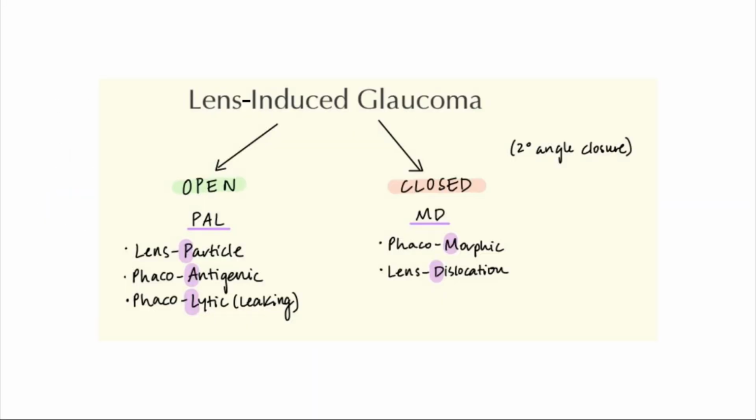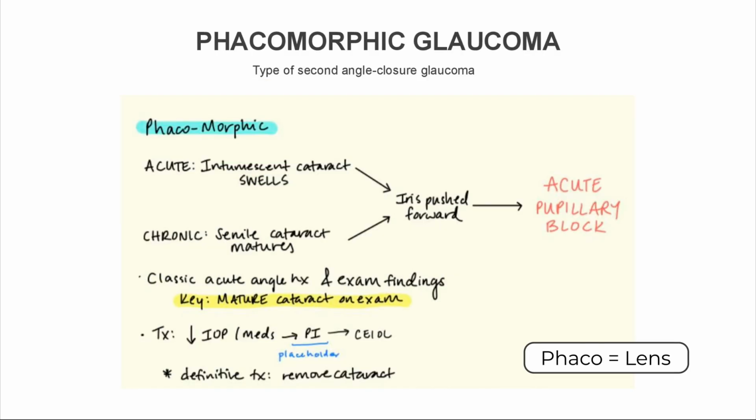There are 5 different types of lens-induced glaucoma, and in this video, we're going to be focusing on phacomorphic, which is a type of secondary angle closure glaucoma. In phacomorphic glaucoma, phaco referring to lens, the cataract progresses forming a mature cataract that pushes the iris forward, which can lead to pupillary block.